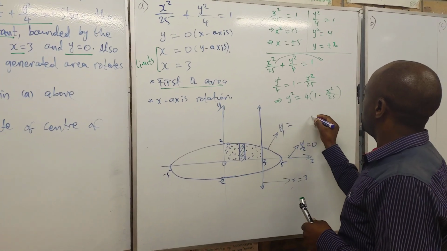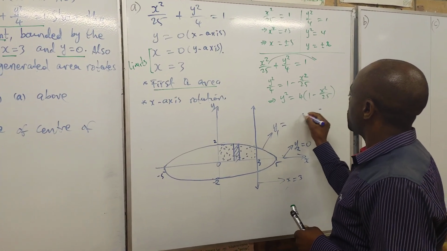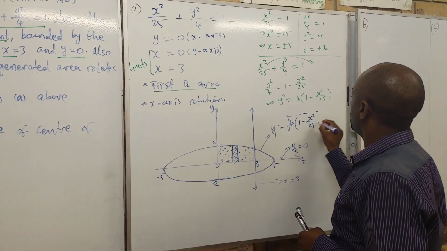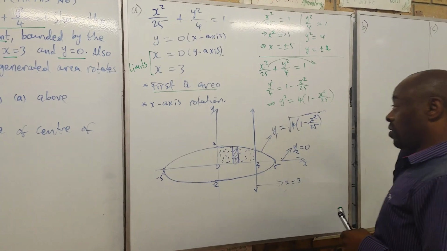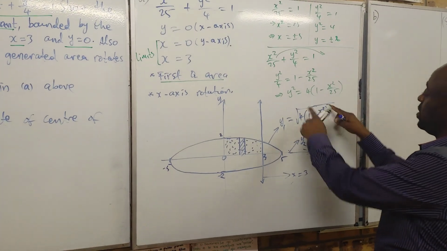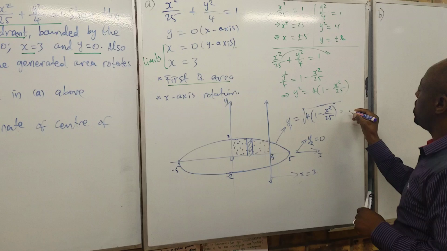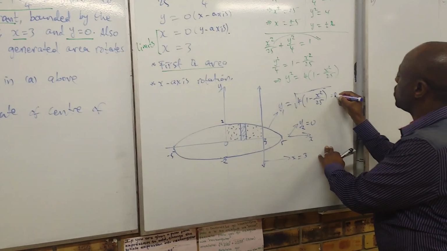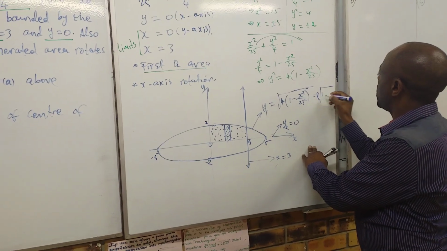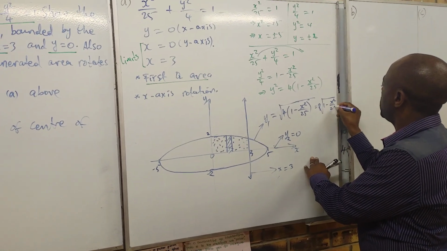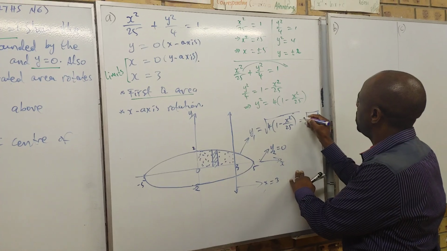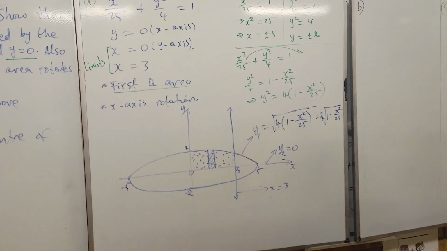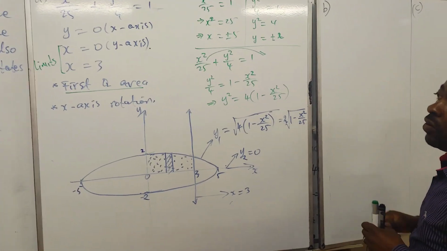So your y is the square root of 4 into 1 minus x squared over 25. So that's what you call your y squared. And do you see that this is a product? Square root can move over a product but not over subtraction. So the square root of 4 is 2. Then you get the square root of 1 minus x squared over 25. So that is how you can put your y1. So that's our diagram. Now let's go to the volume.